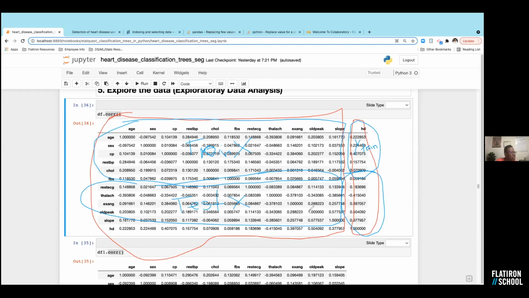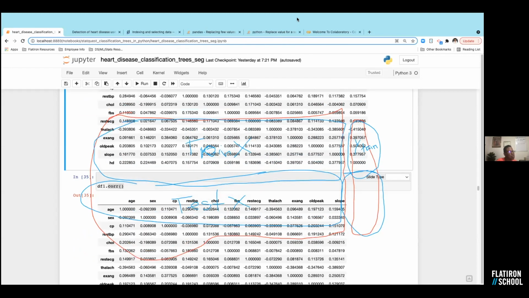So this is the way we would divide our data set. I'm trying to get rid of this thing. Oh, that didn't work. There we go.